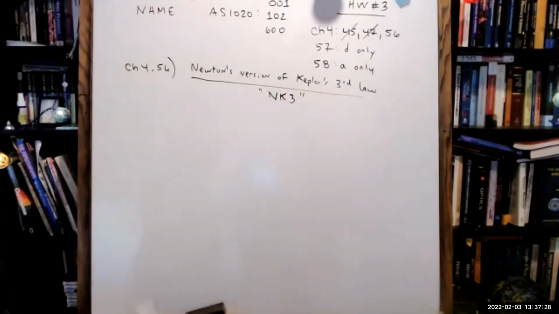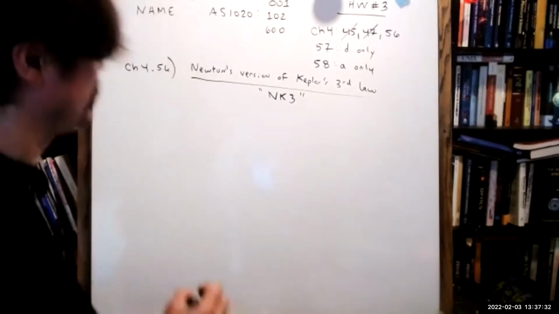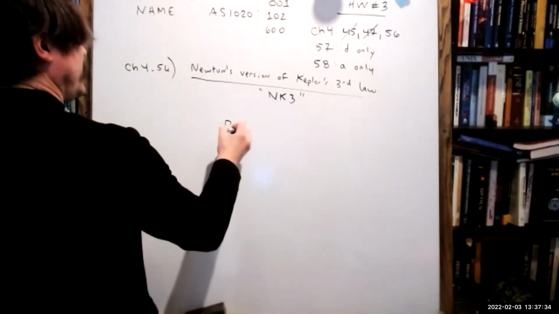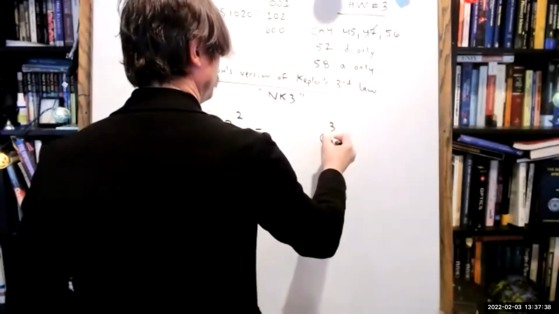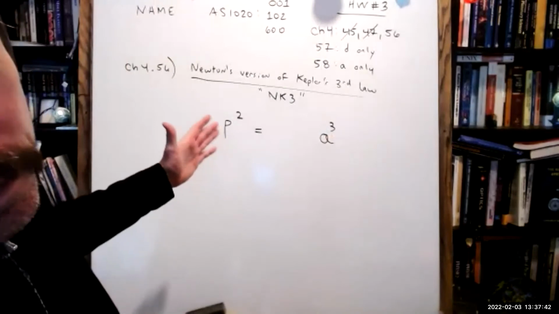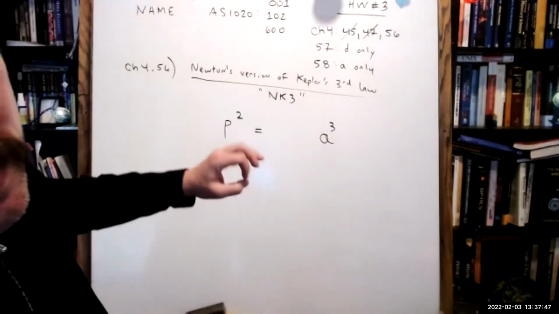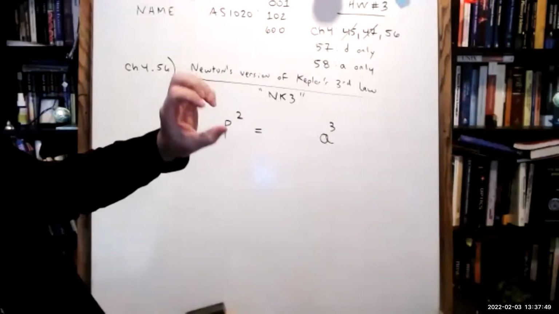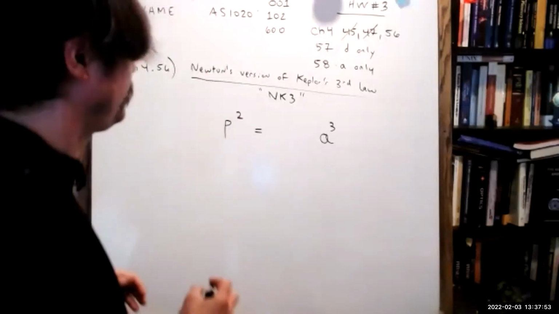And basically, if you remember, Kepler's third law, which you only learned in your last lecture, was p squared is equal to a cubed. Unfortunately, Kepler's version only worked for planets that orbit the sun, but Newton came up with a better version that included gravity, so he could use it for any two orbiting bodies, for instance, the moons of Jupiter.